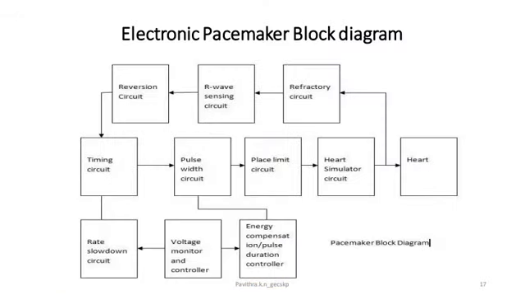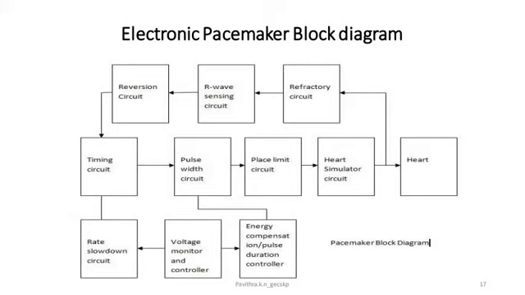So this is the electronic pacemaker block diagram. You can see various blocks here, and the functioning is also given inside. So what is this timing circuit? The timing circuit determines the basic timing rate of the pulse generator, and it consists of an RC network, a reference voltage source, a comparator, etc. All these components are within this timing circuit.